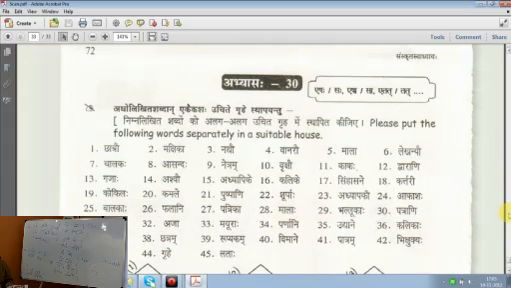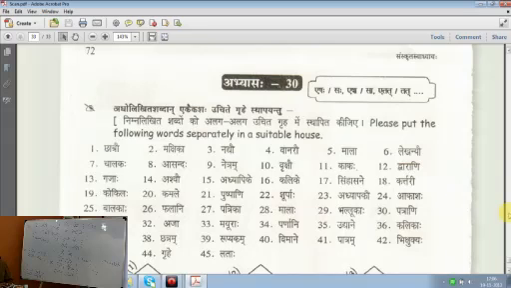Abhyasa Trimshaha, the 30th. Here you are supposed to read what is given in the brackets. Eshaha, Saha, Esha, Sa, Etat, Tat. All the pronouns you have studied. So a big list is given here. Adho likita shabdan ekaikashaha uchite gruhe sthapayantu. Place the following words separately in a suitable house.